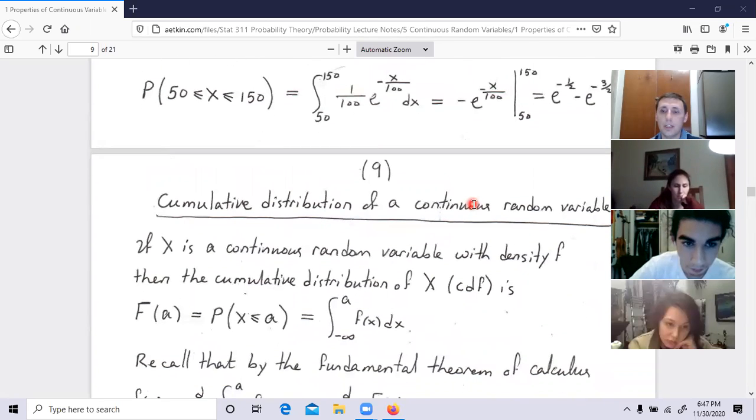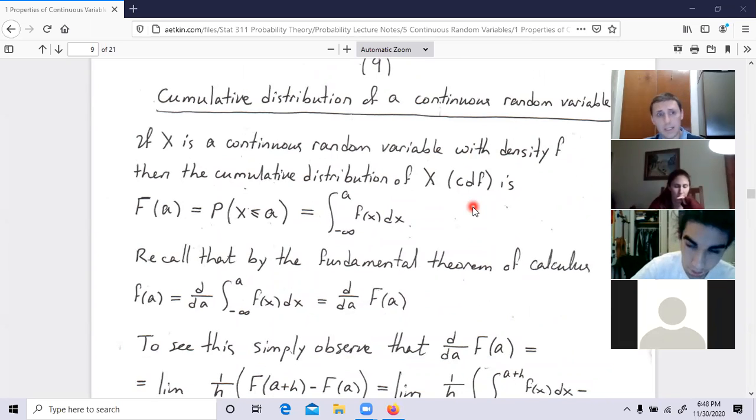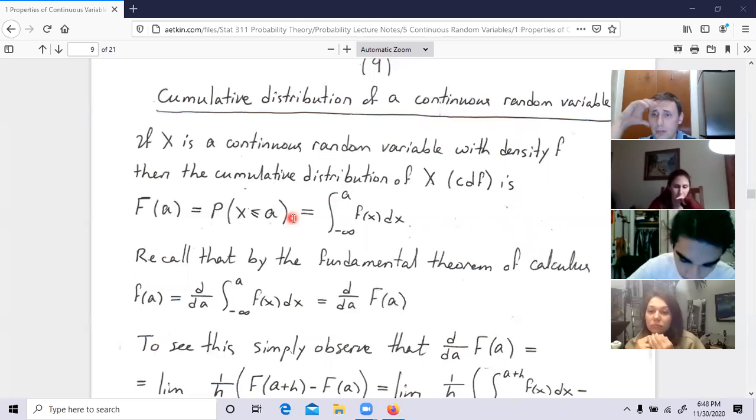All right, so here we talk about cumulative distributions of a continuous random variable. If X is a continuous random variable with density f, then the cumulative distribution of X is the integral all the way from -infinity to a, right? That's where cumulative distributions are useful. And do you remember the fundamental theorem of calculus? Do you guys?